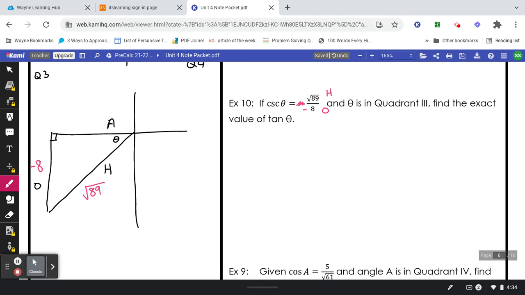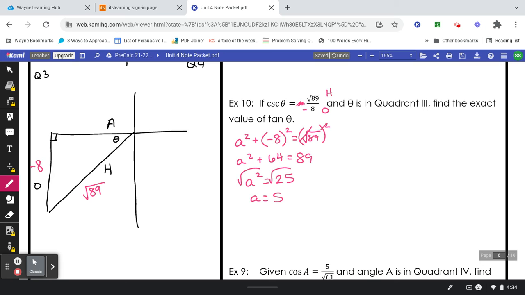Then we'll need to find the missing side. A squared plus negative 8 squared equals the square root of 89 squared. Let's do this math. The square root and square cancel. Subtract 64 from both sides. Square root to get 5.